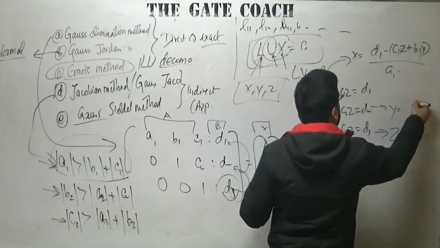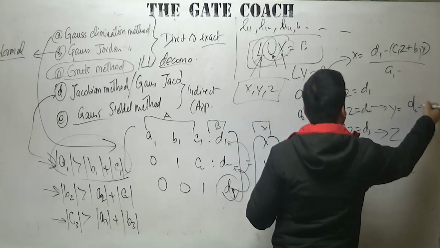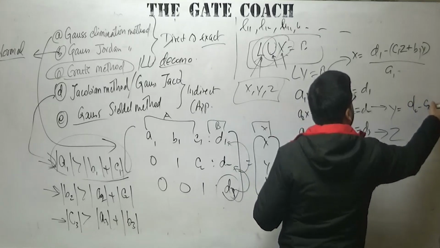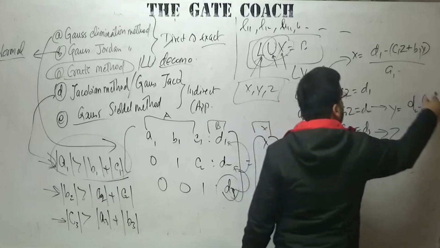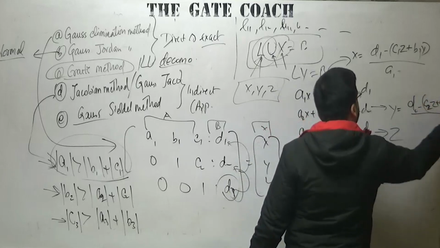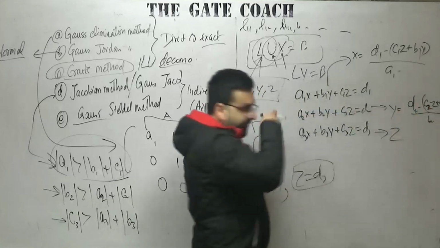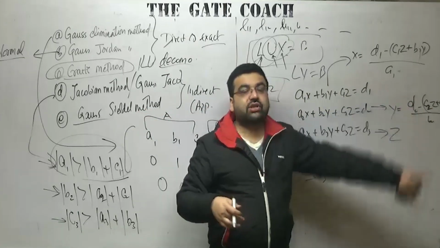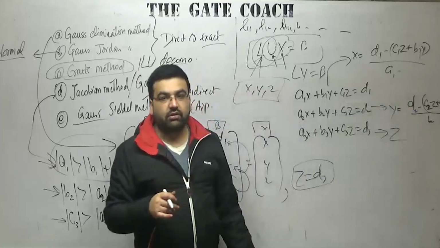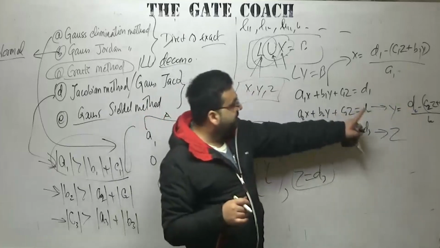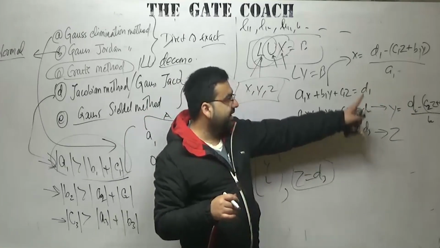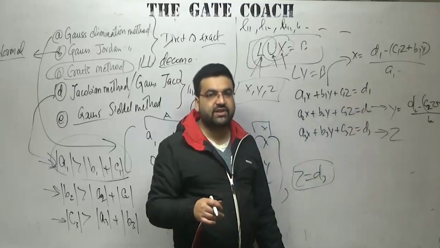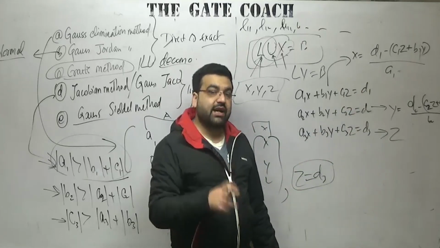y will be equal to d2 minus c2z plus a2x, divided by b2. So you will be getting the value of y. You put the value of x1 obtained from the first equation into the second equation, and you will get the value of y1. You put the values of y1, x1 in the third equation and get the value of z1. You have got x1, y1, z1.